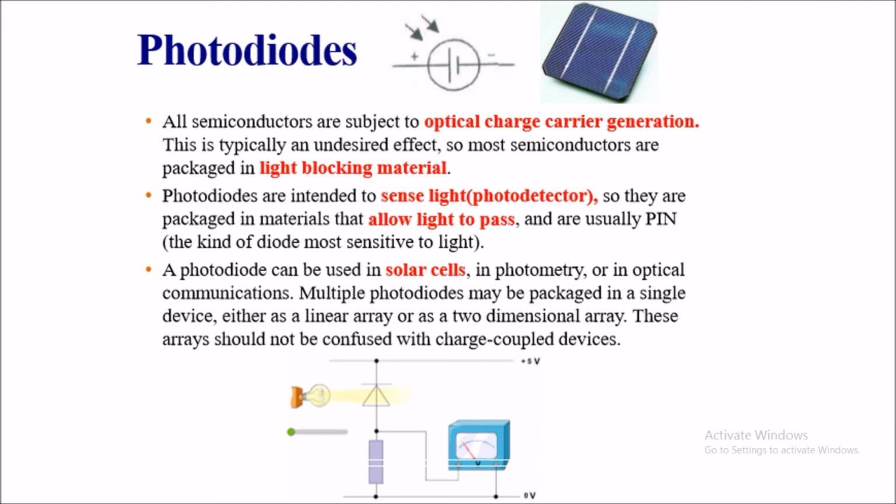بالعكس الفوتو دايود are intended to sense light, photodetectors، هو بيسنس اللايت، عشان كده they are packaged in materials to allow light to pass, and are usually called PIN, the kind of diode most sensitive to light.